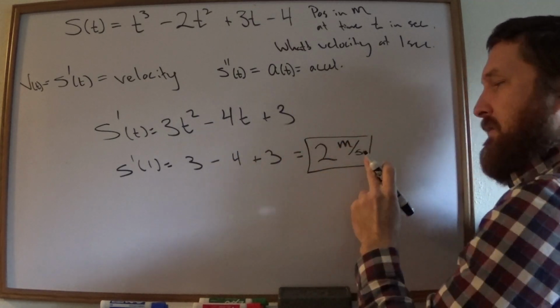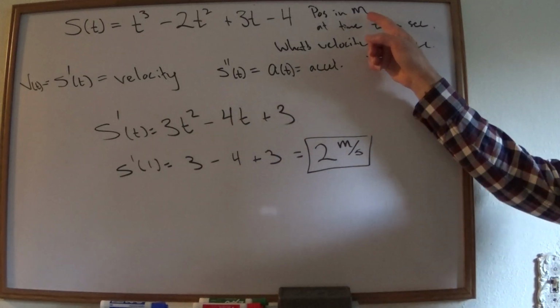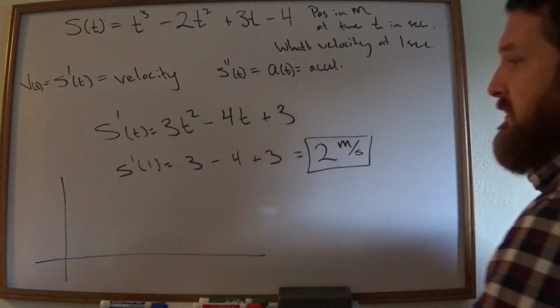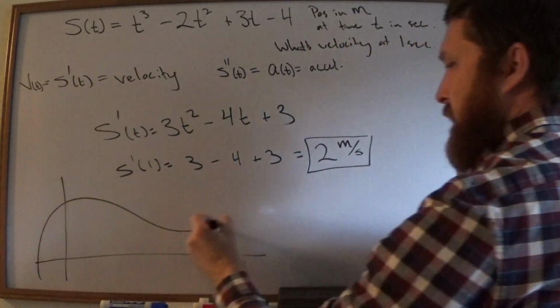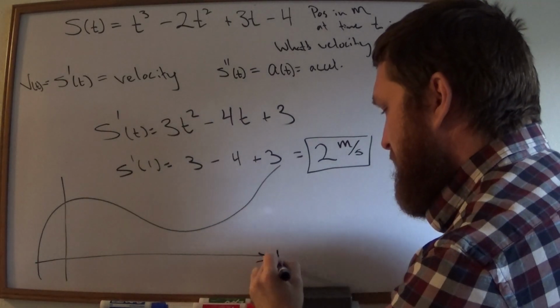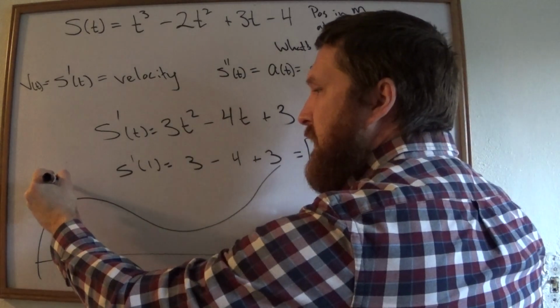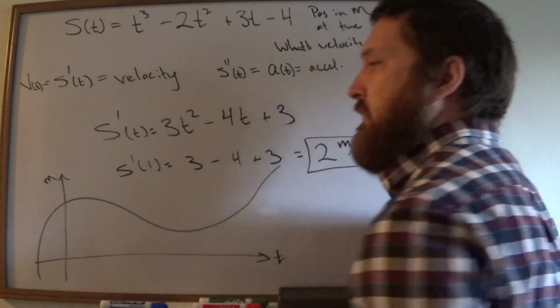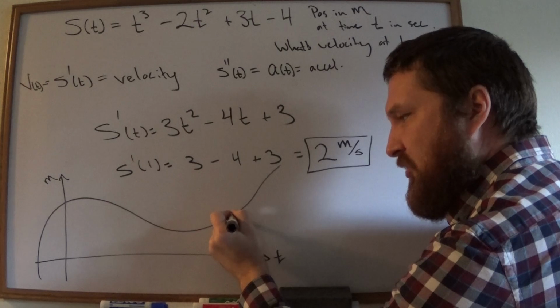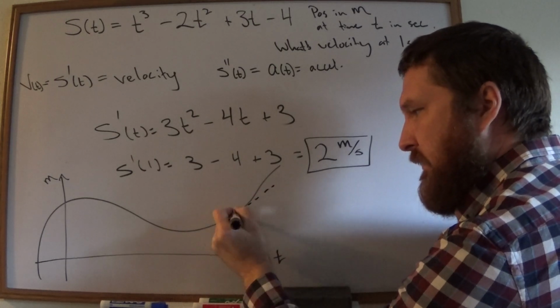I will be judging you on that, right? Because I've given you position in meters. This is what this prompt says. I've given you some function. It looks like this. Input is t in time, seconds. Output is in meters. And its derivative at any point is the slope of this line right here.